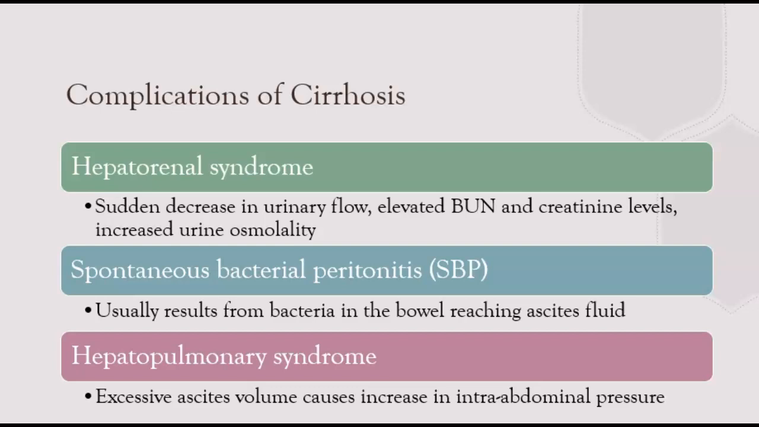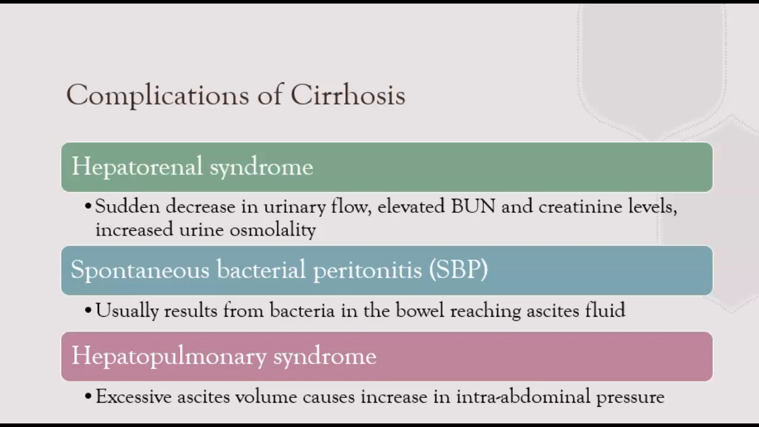Spontaneous bacterial peritonitis, or SBP. It usually results from bacteria in the bowel reaching the fluid that's causing the ascites. You might see fever, chills, pain, and tenderness, and that ascites fluid needs to be drained and obtained for culture, and then IV antibiotics will be used to treat that.